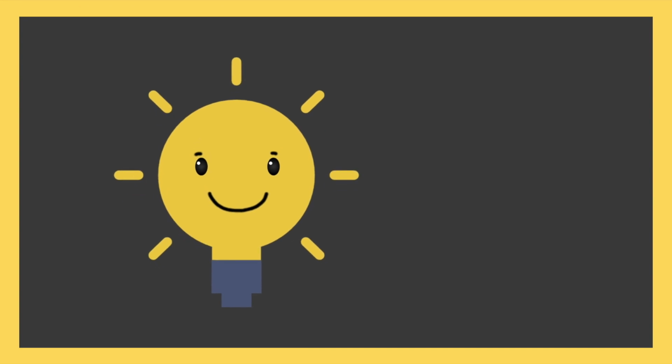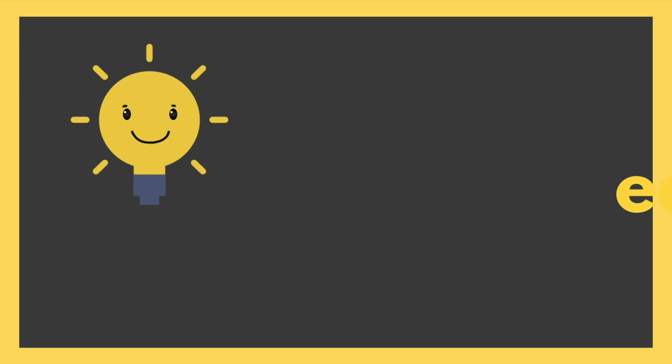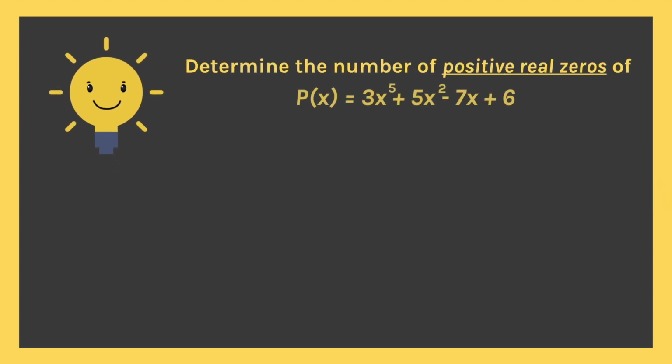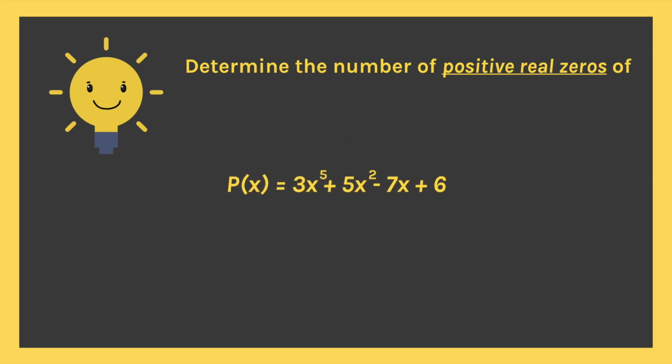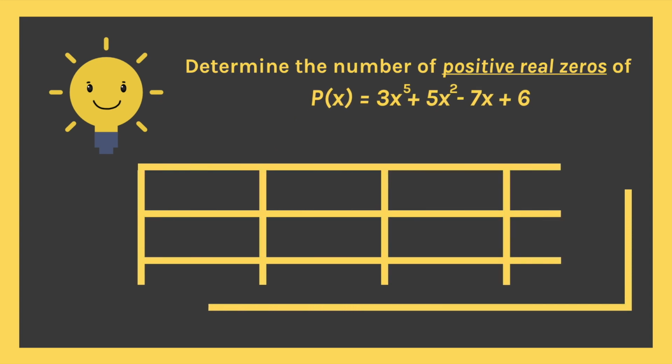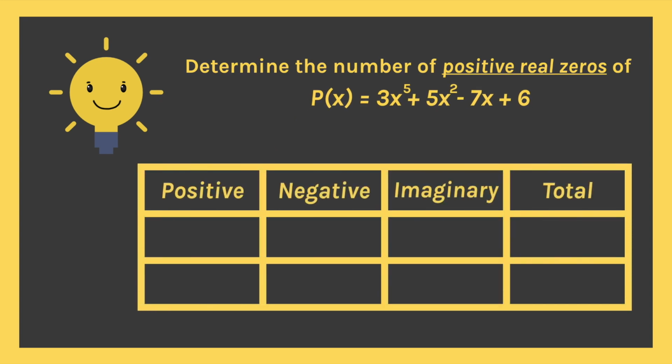Now that you know how to use Descartes' rule of signs, let us start with an easy problem. The question is, determine the number of positive real zeros of p of x equals 3x raised to 5 plus 5x squared minus 7x plus 6. Now, count the variations of the signs between the terms. In this case, there are 2 variations. Again, construct the table. Then, write 2 on the corresponding column.